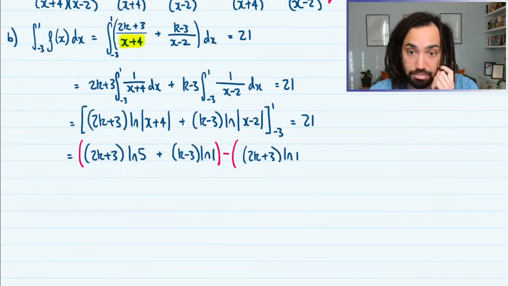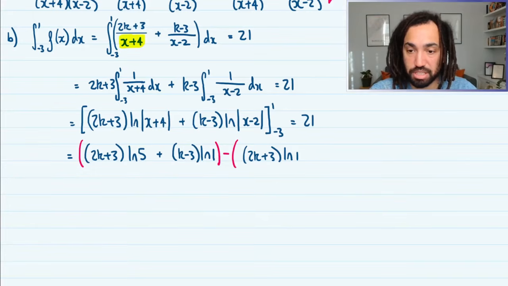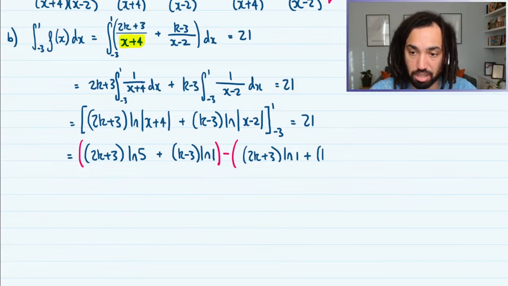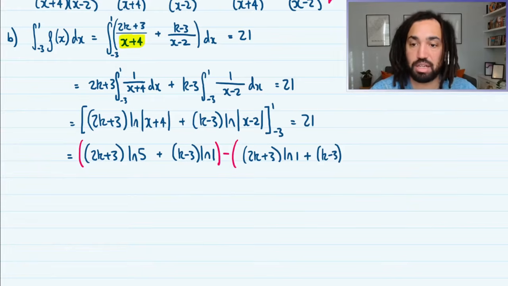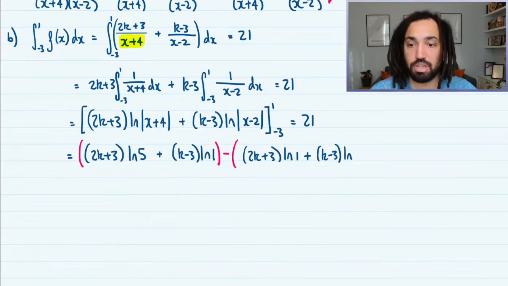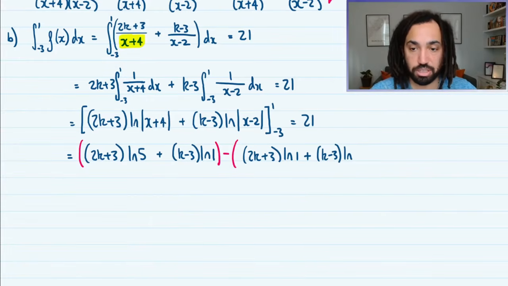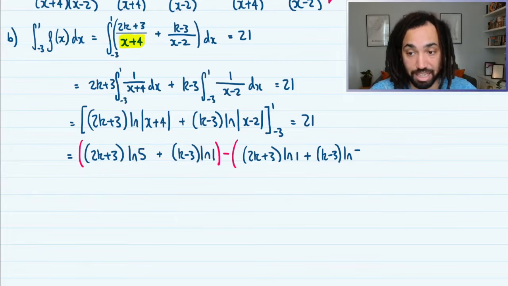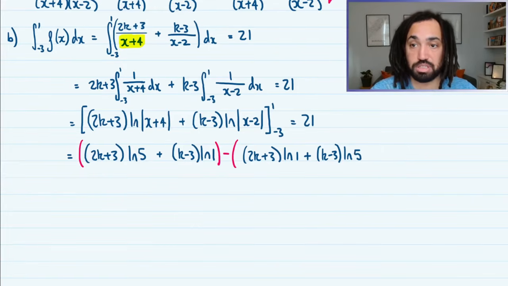And then this is plus k minus 3 lots of ln of minus 3 minus 2 is minus 5, but again, because of the modulus, we can turn this to positive 5.